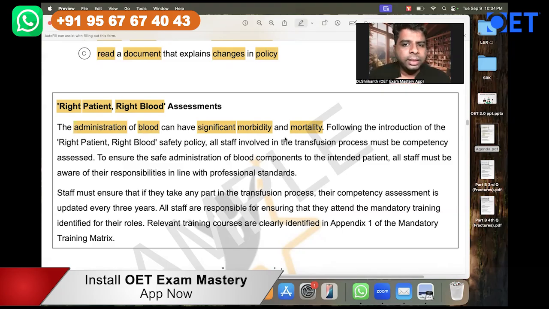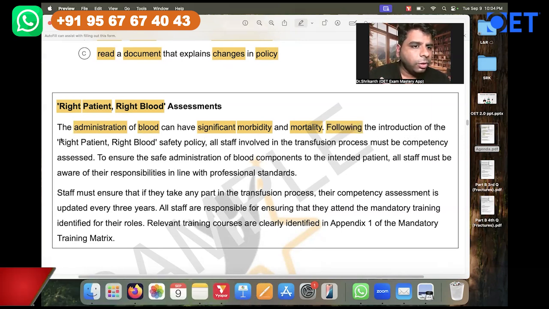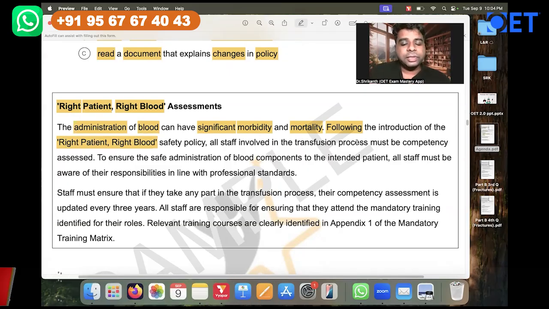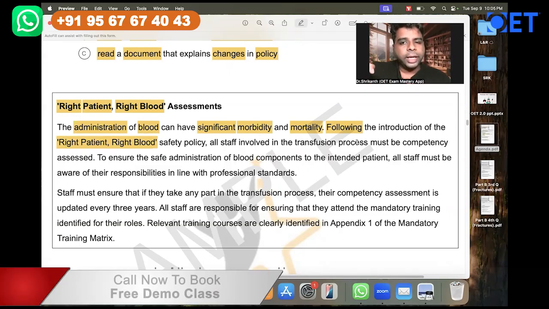Now let's read the second sentence over here. Following the introduction of the right patient, right blood safety policy. So what is the meaning of following? I have given this example before. For example, if someone is following me, I'm walking in a park and someone is following me, that means what?